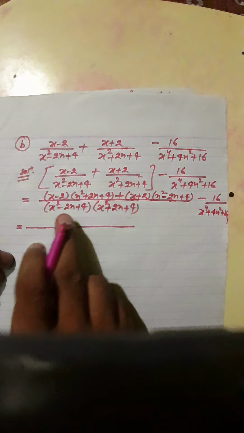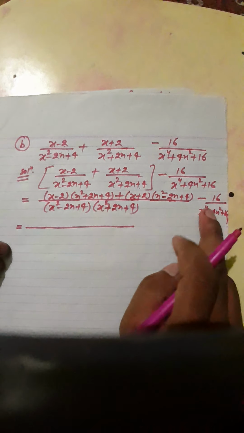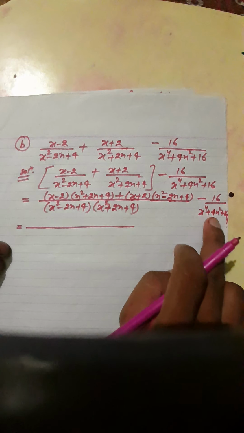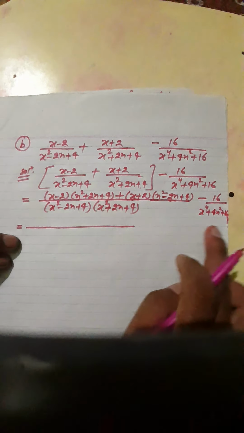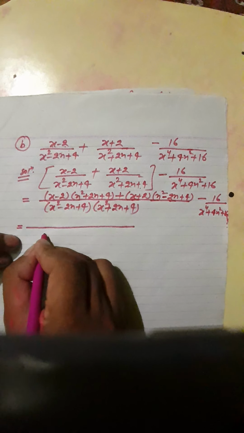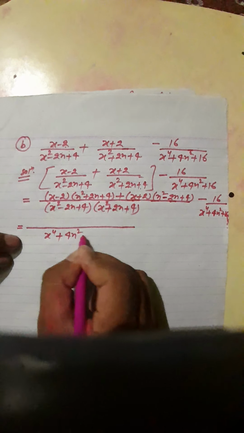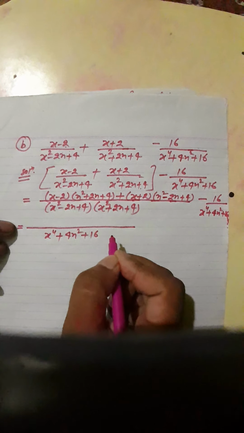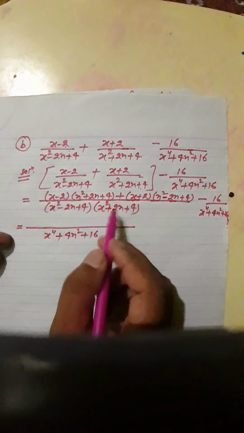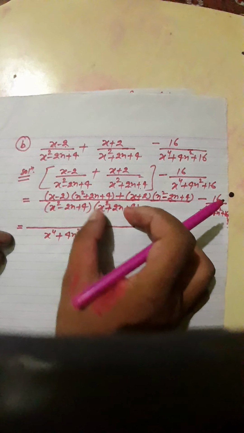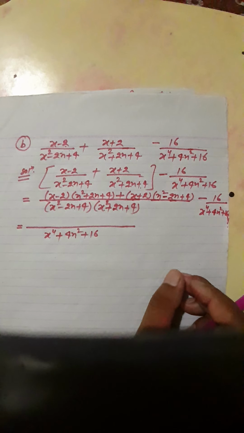So if we multiply these two factors, then we can get this single factor, x power 4 plus 4x square plus 16. So when we multiply these two factors, we get this single polynomial, so we can write x to the power 4 plus 4x square plus 16. Dear students, you can check yourself here by multiplying these two factors. When we multiply this and this, we get this single polynomial, so we can write it.